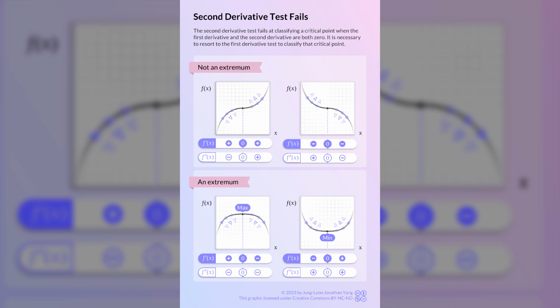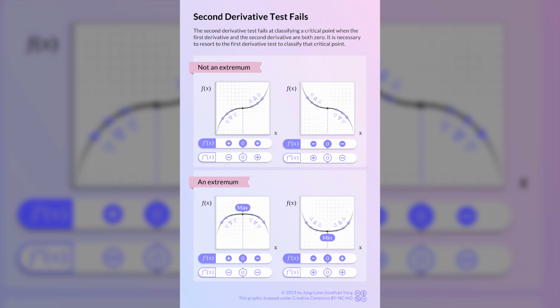Looking at the top row, the first derivative tells us that it's not an extremum because the first derivative does not change signs from positive to negative or negative to positive. The second derivative does change sign. What this means is that this point is an inflection point, but it's not an extreme point. It's not a minimum or a maximum.